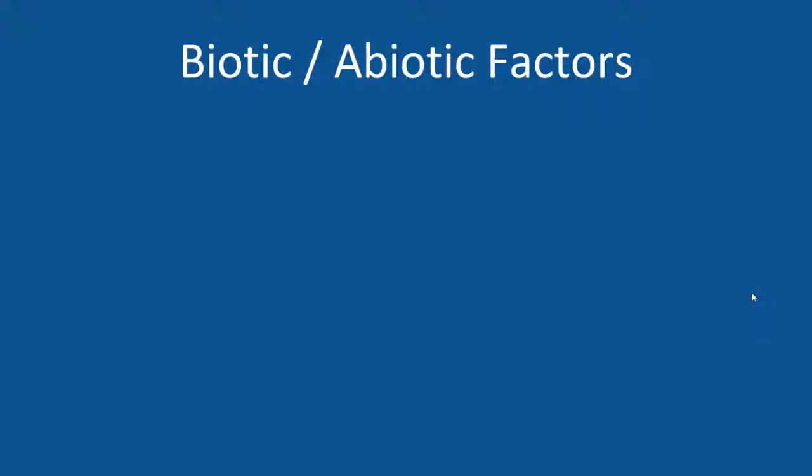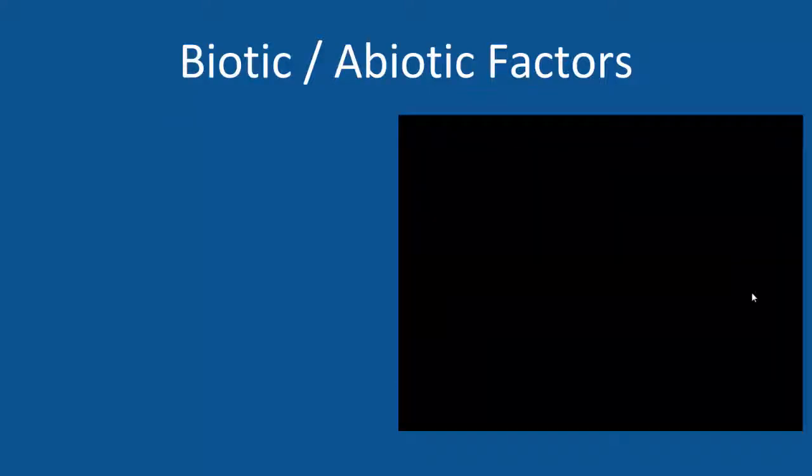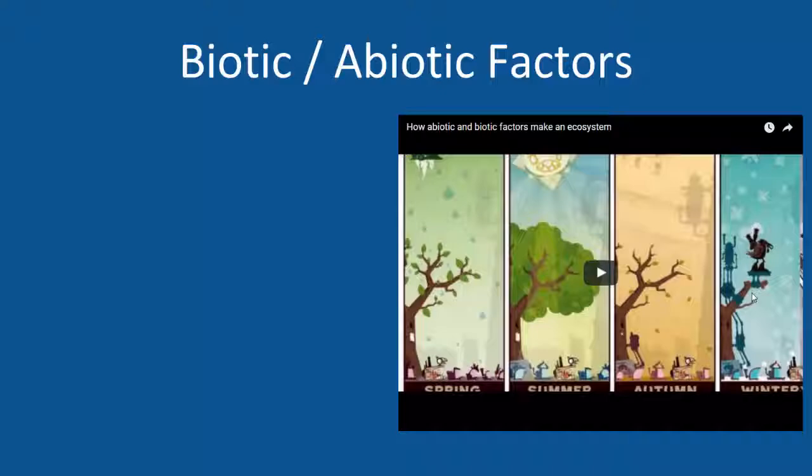Now we're going to look at the difference between biotic and abiotic factors. Normally when you have an A before a word, it means not, like symmetrical and asymmetrical. It means symmetrical and not symmetrical. So we have biotic and not biotic. We'll watch this video, just 5 minutes long.